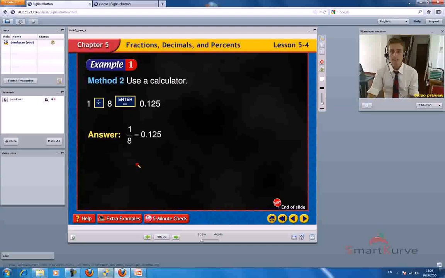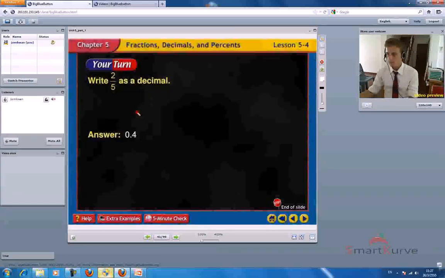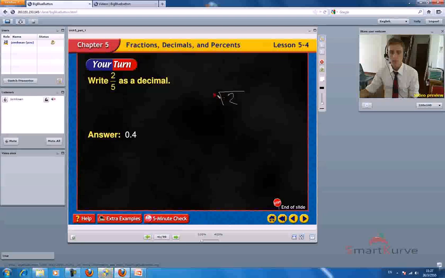Carry the 0. 8 goes into 20 2 times with a remainder of 4. Carry the 0. 8 goes into 40 5 times with a remainder of 0. So it's 0.125. Or use the calculator. 1 divided by 8 equals 0.125.